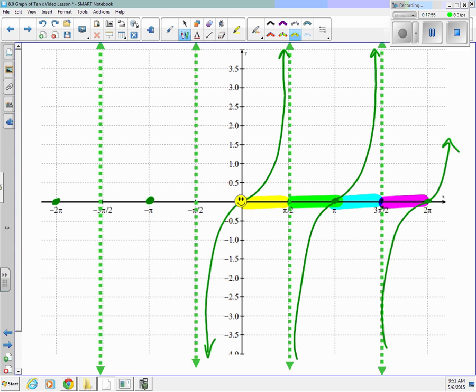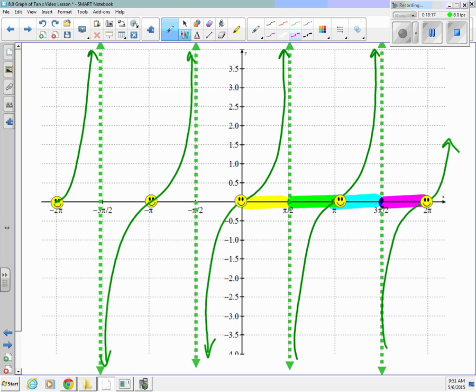At every multiple of 180, I have a 0. And at 90 and 270, we have an asymptote. So I'm going to draw the same pattern over and over again. And this is the graph of tangent. And again, there's not much to this graph other than what you're seeing.